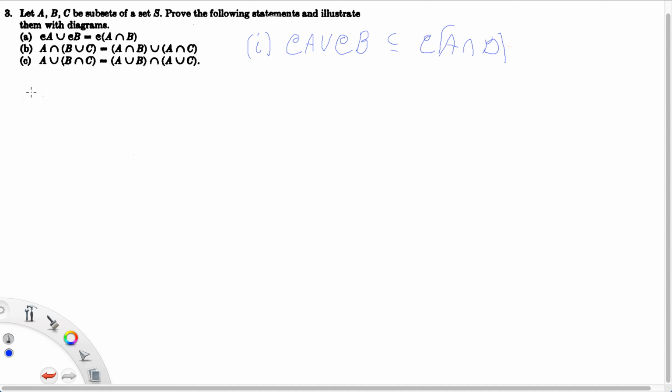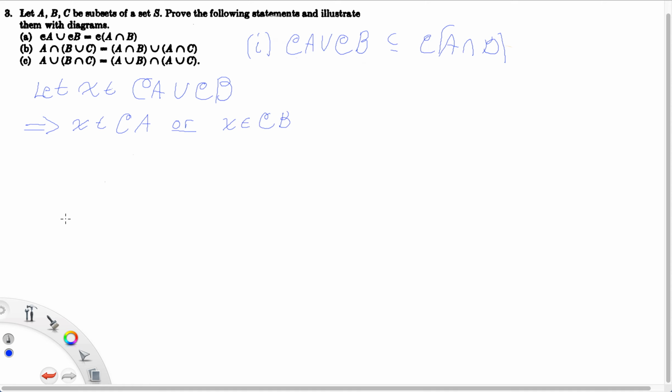So let's do that. Let x be some arbitrary x that is in the complement of A union the complement of B. Okay, so we're saying, let's just choose some x in here. And what does that imply? Let's think about what that implies. That implies that x is in the complement of A, or x is in the complement of B.